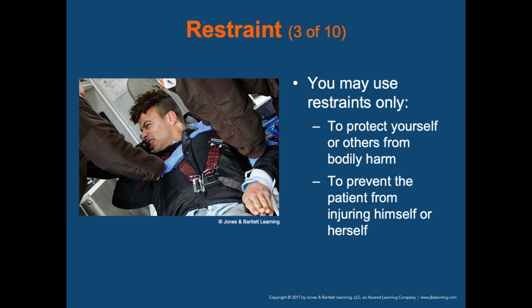You may use restraints only to protect yourself from others from bodily harm, and to prevent the patient from injuring himself or herself. So if you look at the patient that's here, when you're restraining a patient, you want to have one hand above restrained back to the headrest and the other one down low. You don't want them both up high or both down low because it allows the patient to get different movements. Up high can actually cause more chance for shoulder dislocation, things like that. So again, one high, one low, and then you restrain the legs. You're going to need a lot of manpower for this as well to kind of assist.